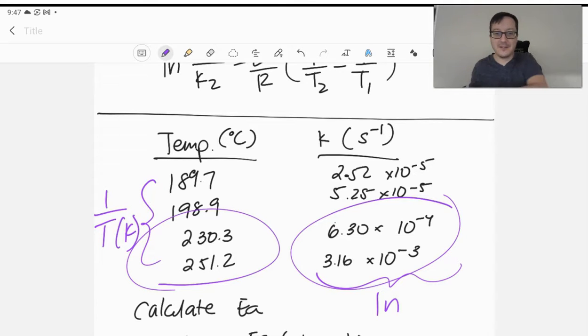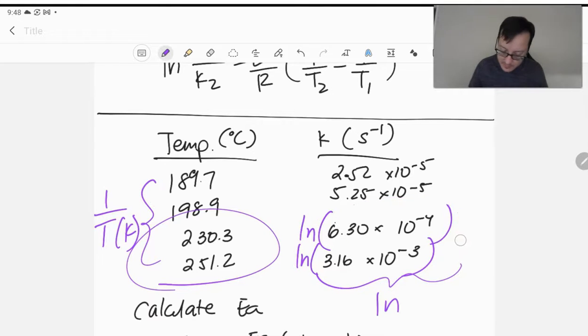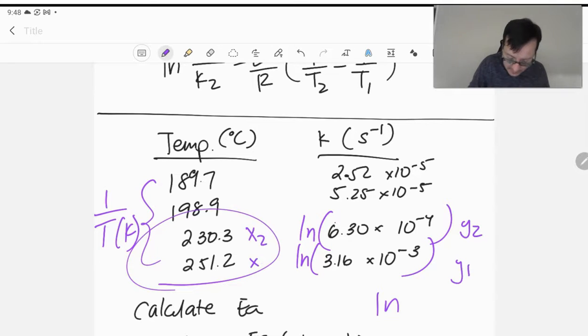Oops, just knocked my calculator off the table. So what that might look like, again, you'd need to do natural log of these numbers. So do natural log of these numbers. Convert the other part to Kelvin, and then do 1 over that number. Once you have them, you just need to do the same subtraction. This will be y2, that'll be y1, that'll be x2, that'll be x1.